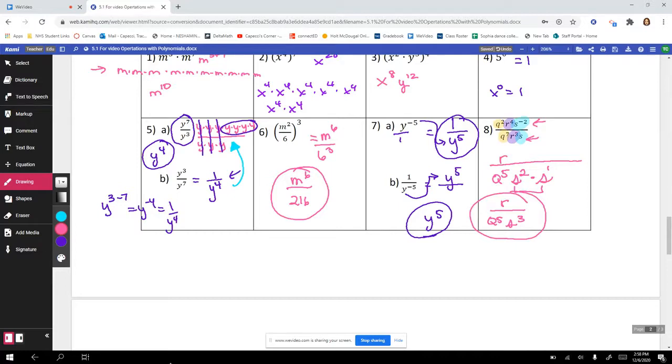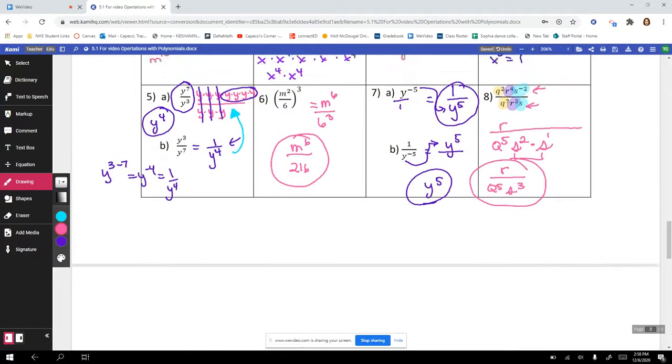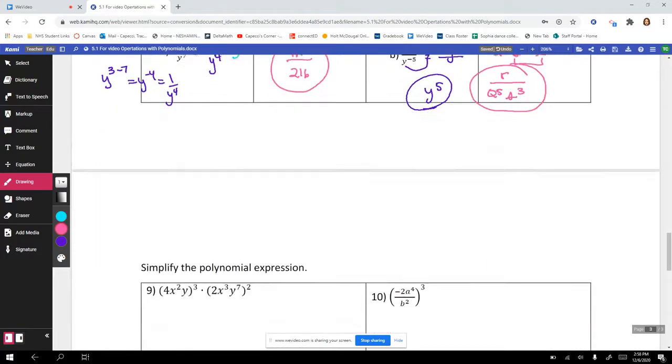Okay, so there are some basic properties. We're going to go back and use them in some more involved problems.